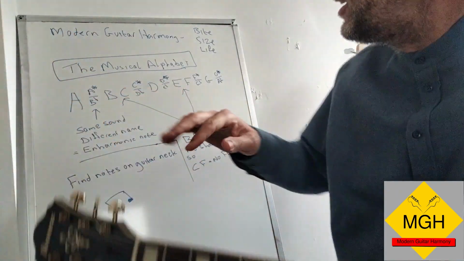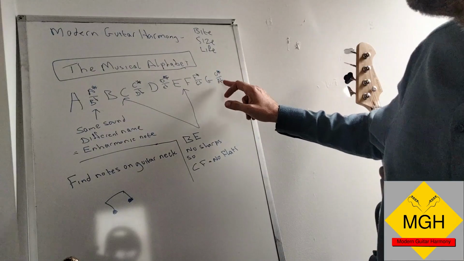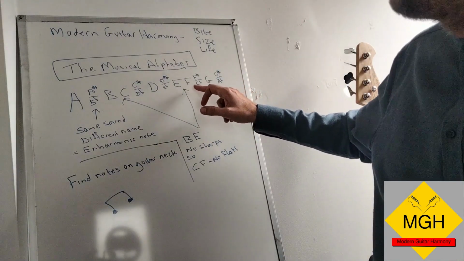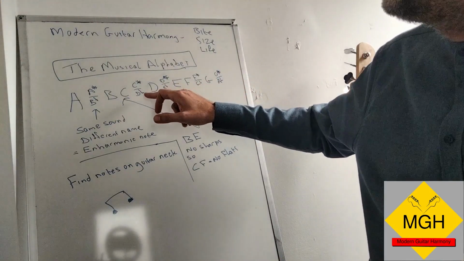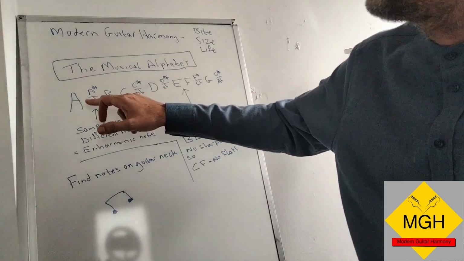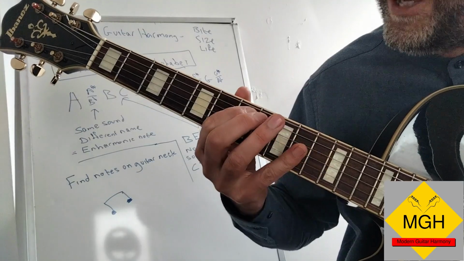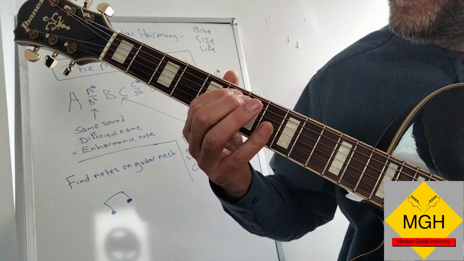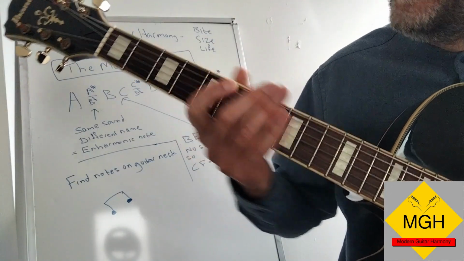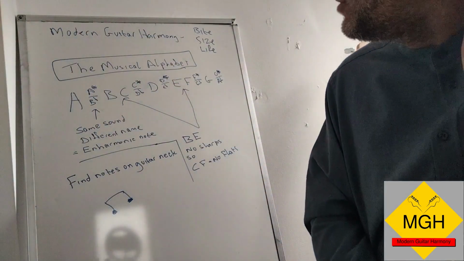Descending, so going down the neck, we go A flat, G, G flat, F, E, E flat, D, D flat, C, B, B flat, A. So G flat, G, F sharp, F, E, E flat, D, etc., etc.